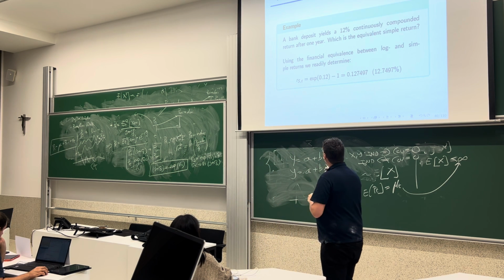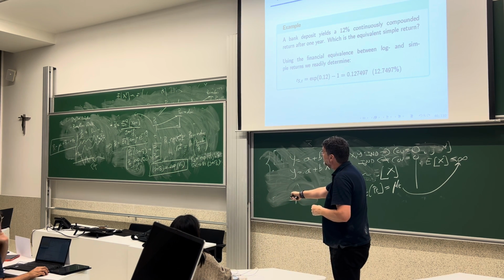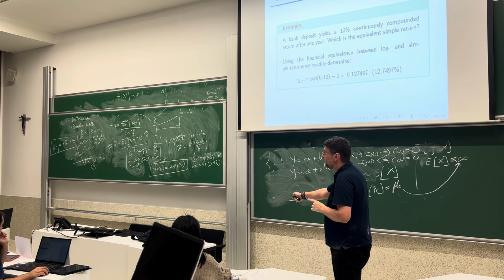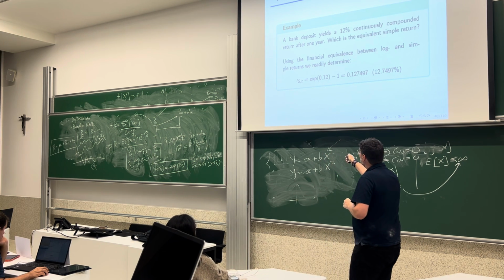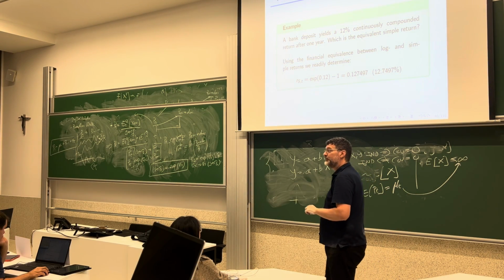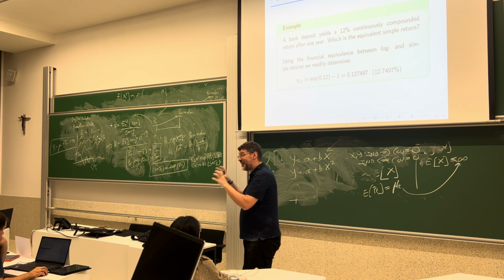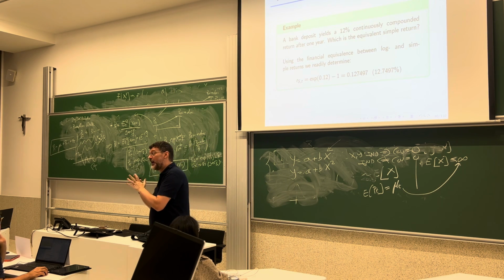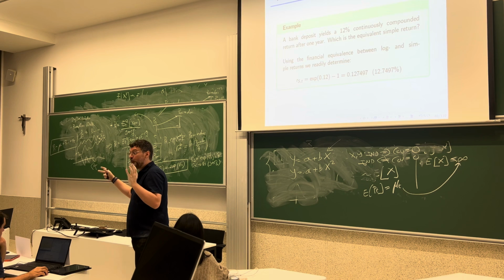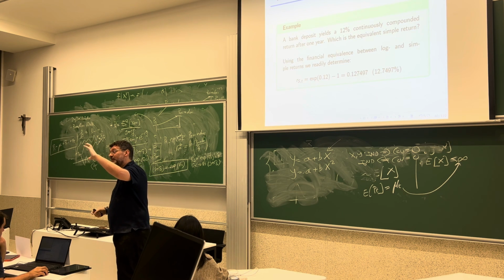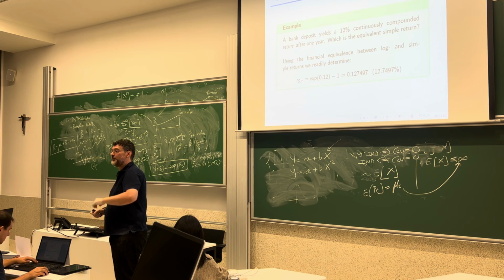All right, we use the financial equivalence because we want to move from the continually compounded return to the simple return. This is the expression that we need to compute. So the exponential of that 12% minus 1 gives you 12.74% simple. Compound that, and it will produce exactly the same values over a 1 period horizon. But notice the difference. 12% log return is equivalent to 12.74%.